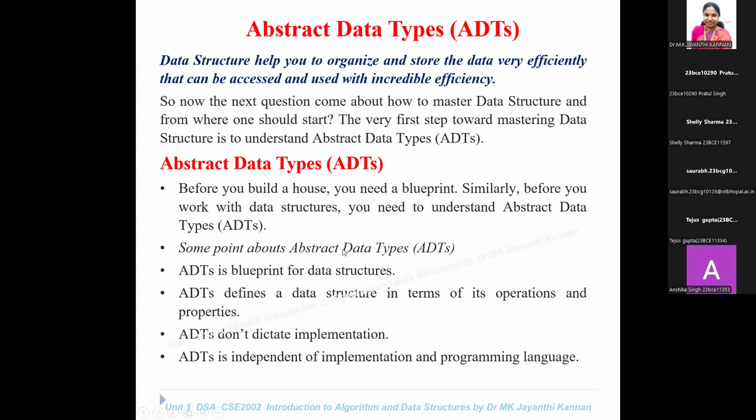Some points about abstract data types. ADT is blueprint for the data structure. ADT defines a data structure in terms of its operations and properties. ADT does not dictate implementation. It will not give you the implementation of how to do, what to do. ADT is independent of implementation and programming language. So the abstract data type is the logic behind stacks, queues, all those things.